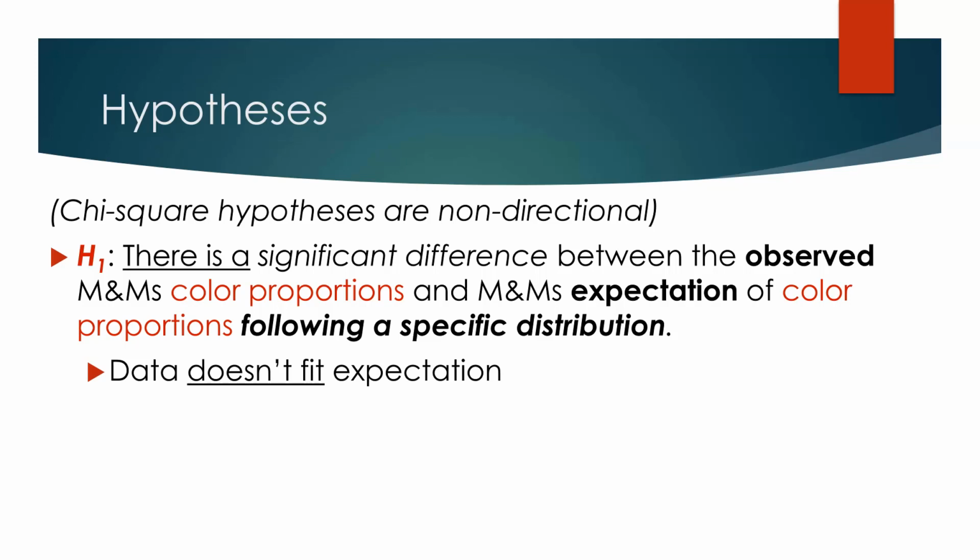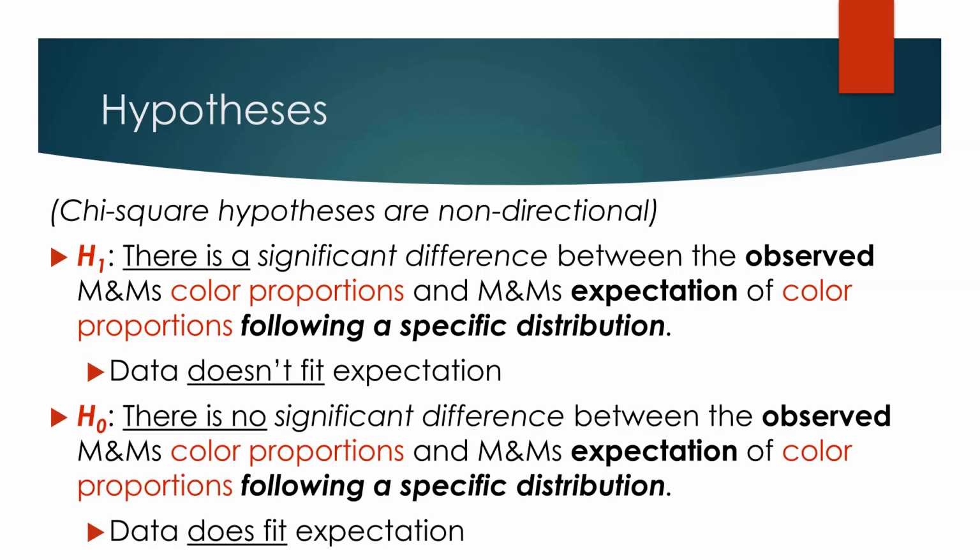So essentially the alternative here is saying that the data doesn't fit the expectation, right? The data is different from the theory, right? Because if the observed is different from the expectation, it shows that the data you got does not fit the theory, does not fit the expectation. In fact, that's a really good way to remember goodness of fit. The goodness of fit chi-square is looking at how good does the data fit the theory, right? The alternative says the data doesn't fit.